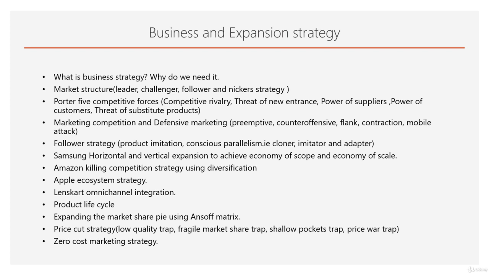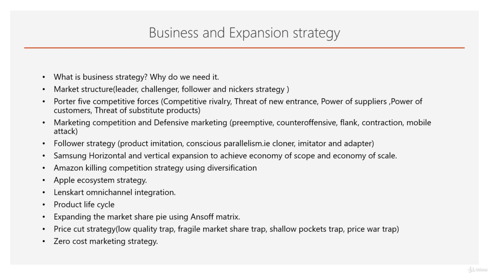In the seventh chapter, we will simplify the Amazon competition-killing strategy using diversification. This topic will help you understand how Amazon is dominating the retail market. Chapter number 8 will help you understand the Apple ecosystem strategy, which is creating a very good customer experience and a seamless flow of information across all the devices of Apple.